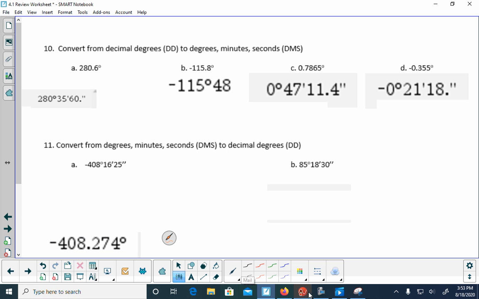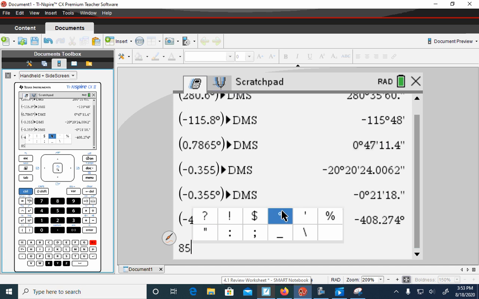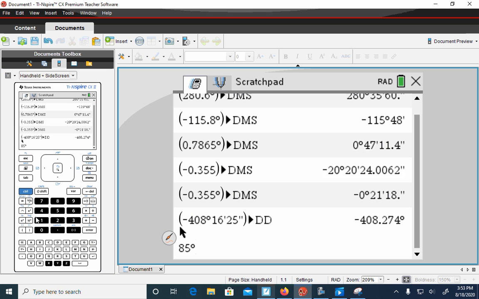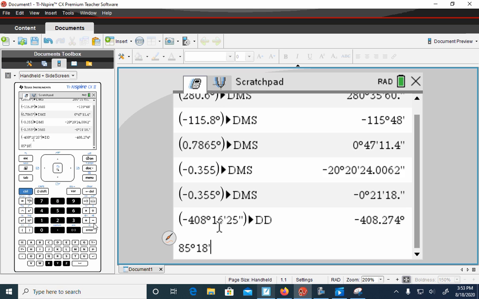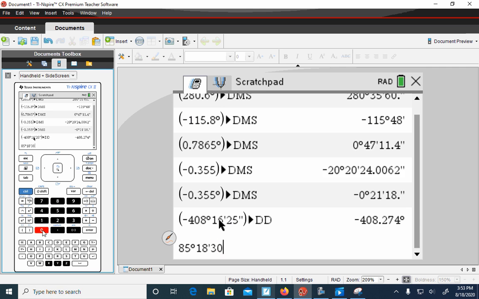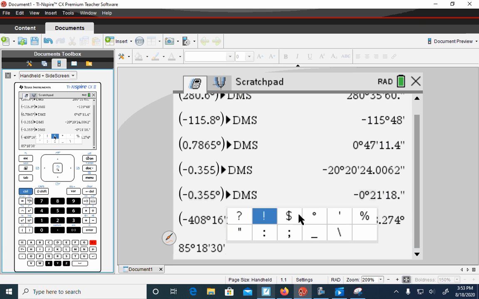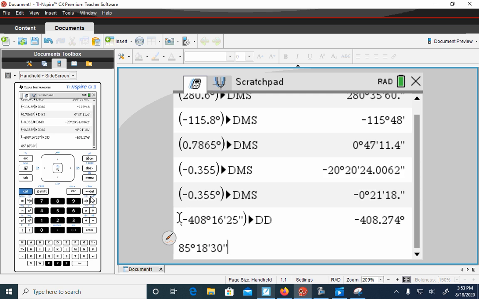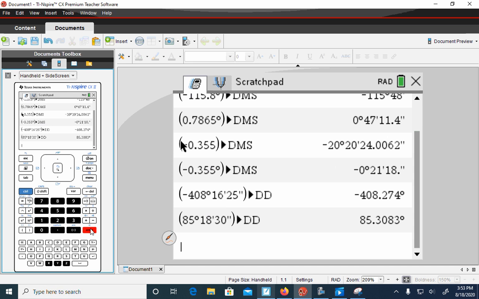And then the last one, I have 85 degrees, 18 minutes and 30 seconds. And then I'm going to hit the book. I should still be on that DD, hit enter. And I have 85.3083 degrees.